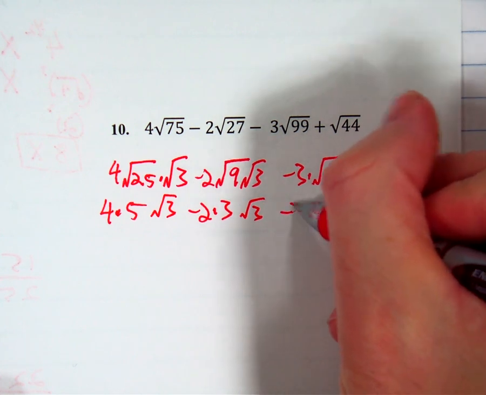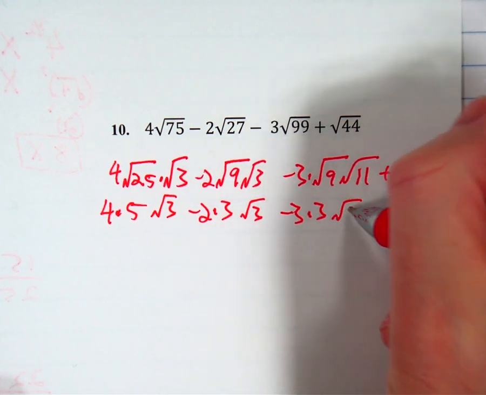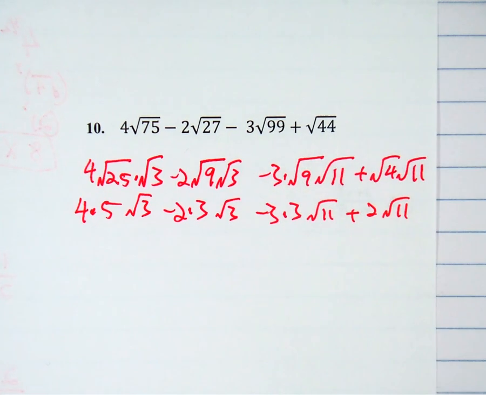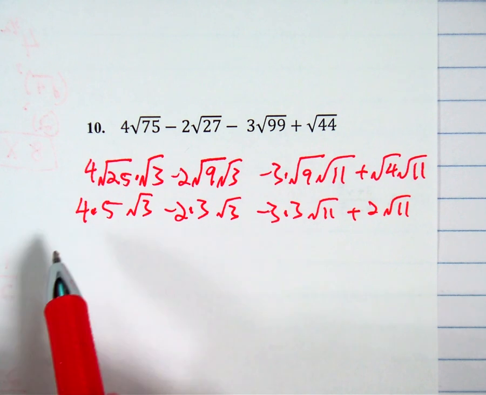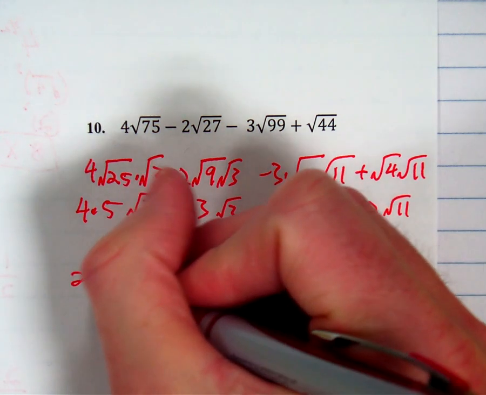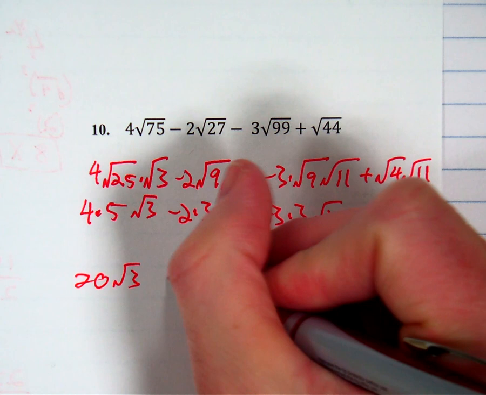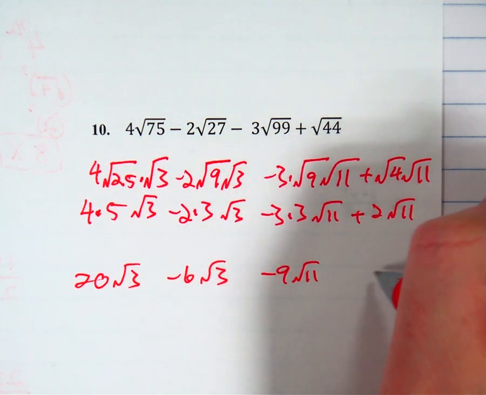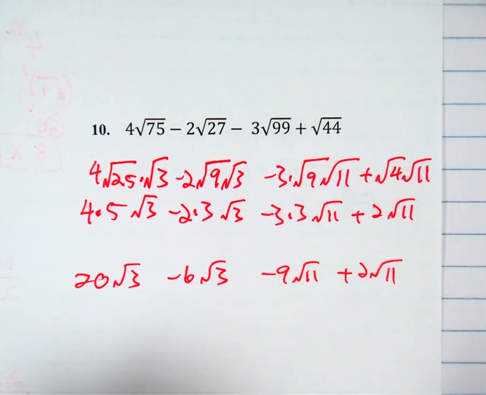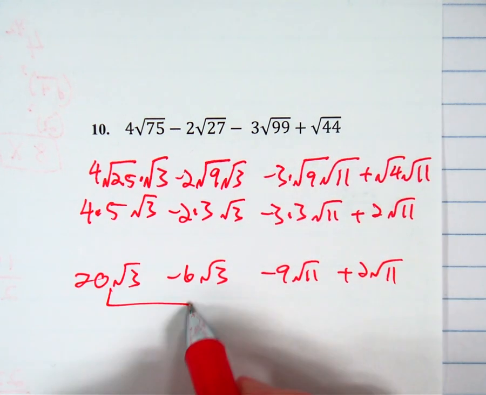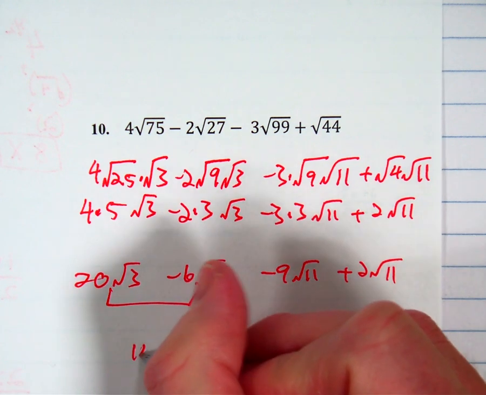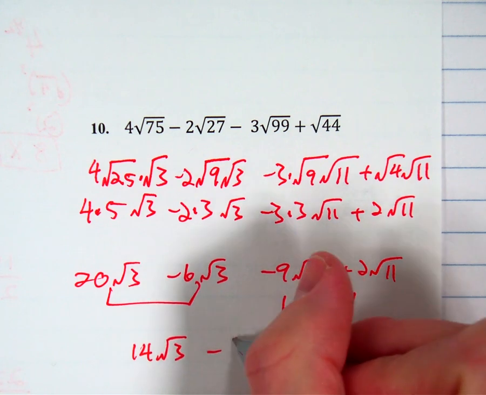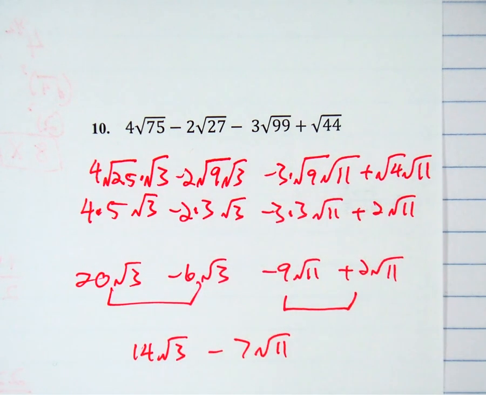And again, some of you guys might be able to do this part in your head. Maybe skip this step. I would write it down just to be safe. Now I'm going to do the multiplication parts. We got 20 radical 3s, minus 6 radical 3s, minus 9 radical 11, plus 2 radical 11. Okay, we can put these two together. 20 minus 6, we got 14 radical 3. Put those two together, we got minus 7 radical 11.